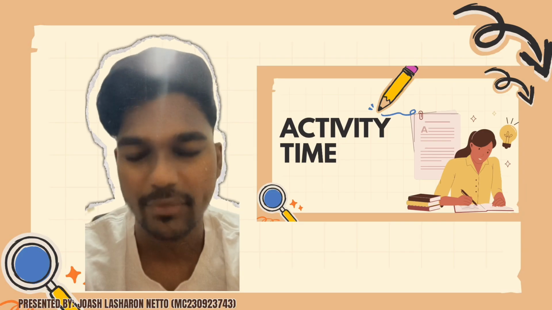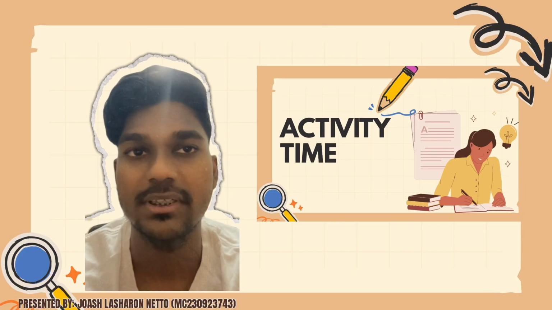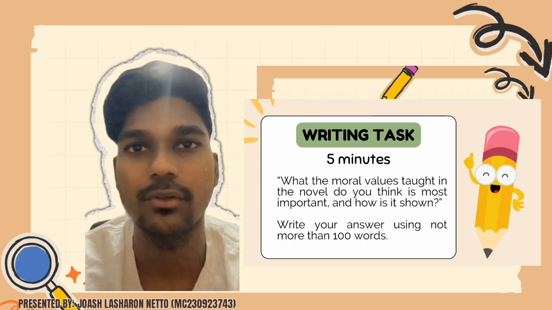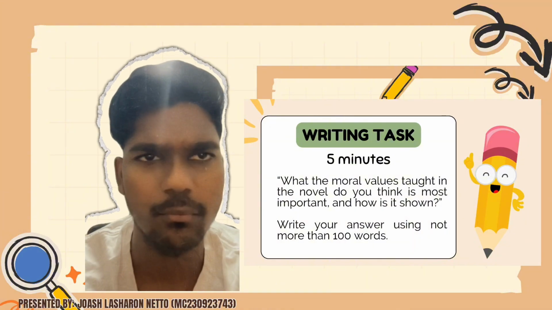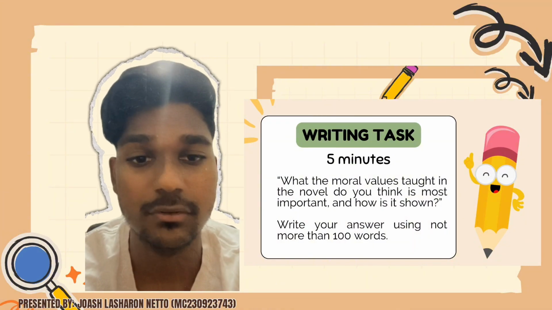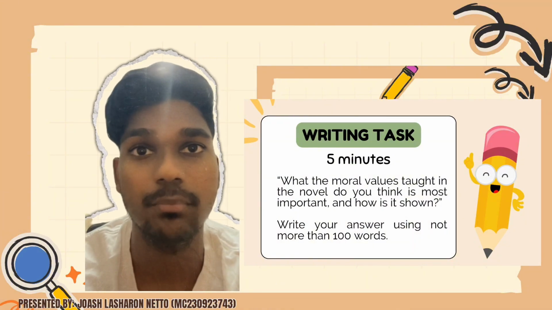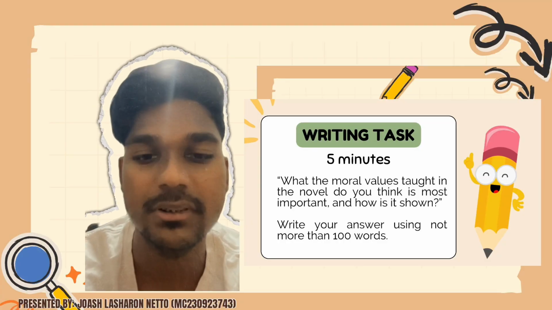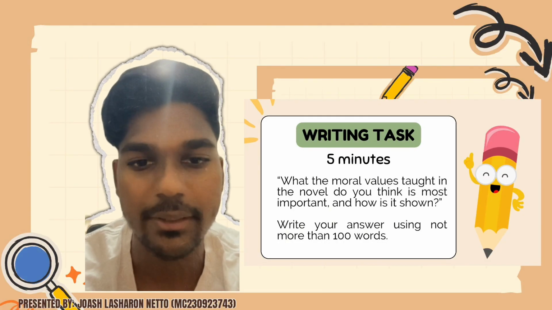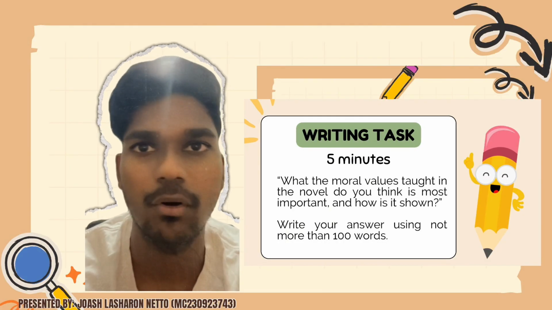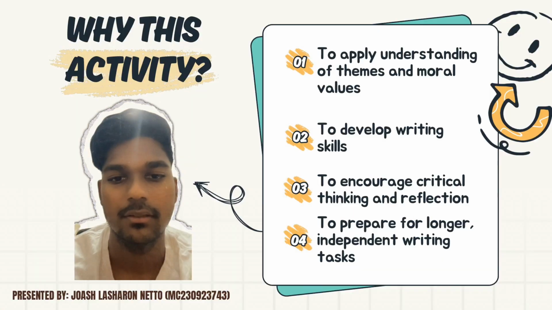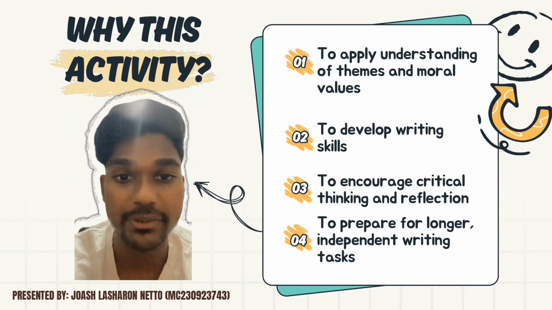Then, I provide students with an activity, which is a writing activity where they need to answer the questions: what moral value taught in this novel do you think is the most important, and how is it shown? I instructed them to write a short essay of not more than 100 words. So we do this activity for several reasons.